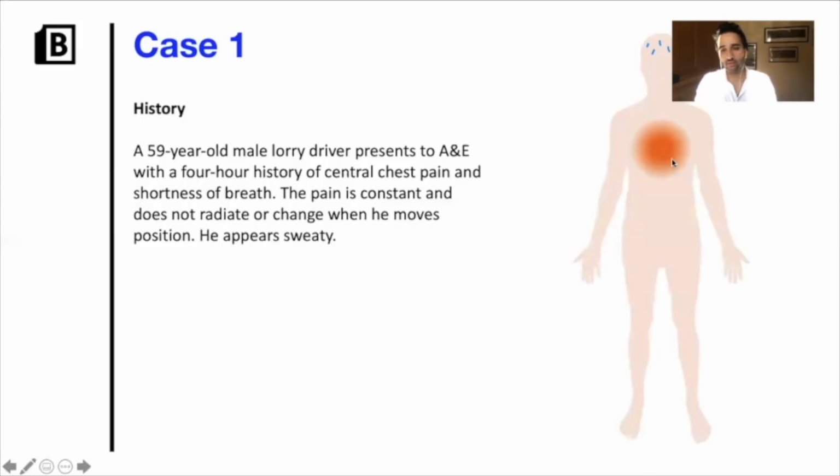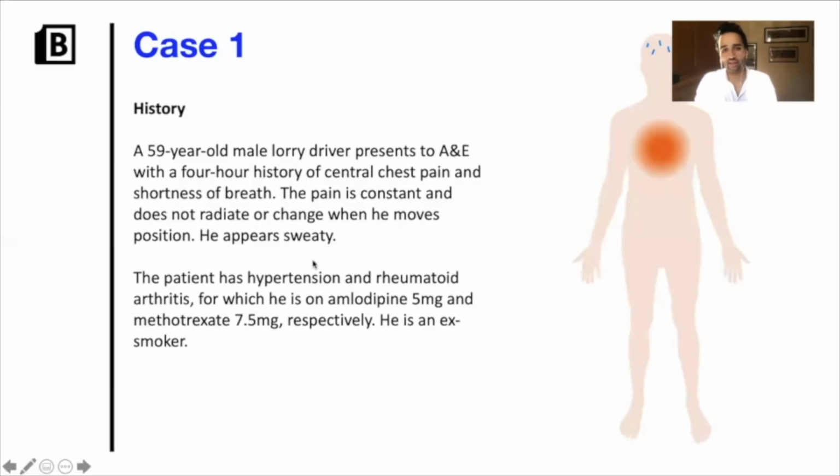There he is, sweating away up here with his central chest pain. He has hypertension and rheumatoid arthritis. So what's amlodipine? Simple question to start off with. Absolutely, a calcium channel blocker. And methotrexate? Yeah, a DMARD, a disease-modifying anti-rheumatic drug, an antifolate, a folate antagonist. So he's on those 2 drugs, and he has some cardiovascular risk factors, as you guys seem to be saying as well. So well spotted. And he's an ex-smoker as well.